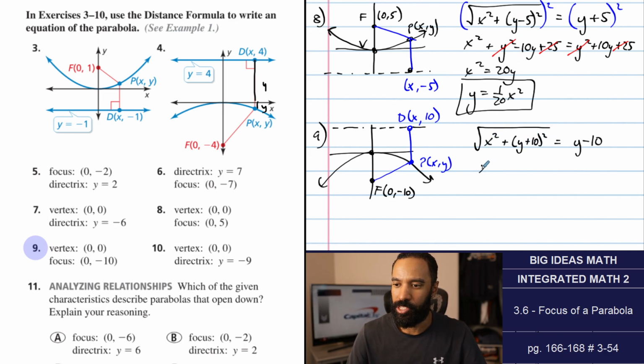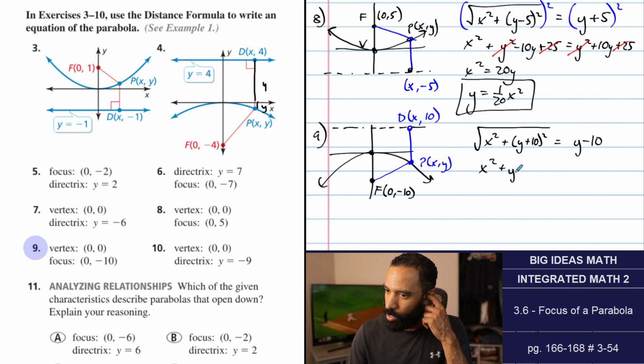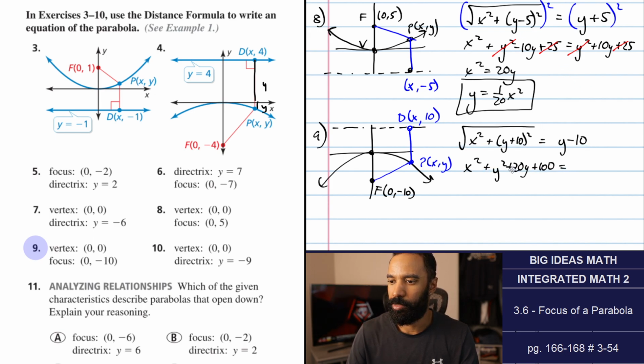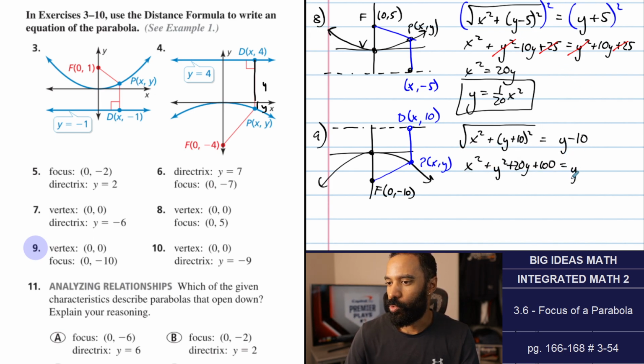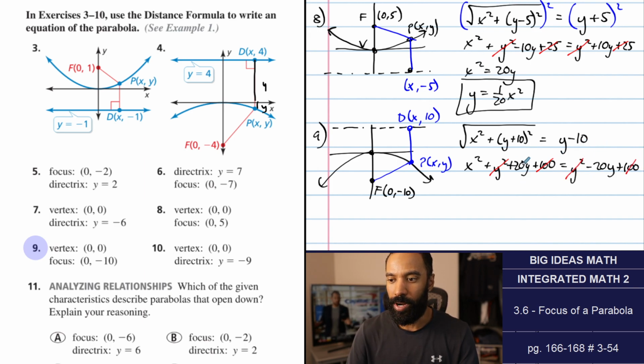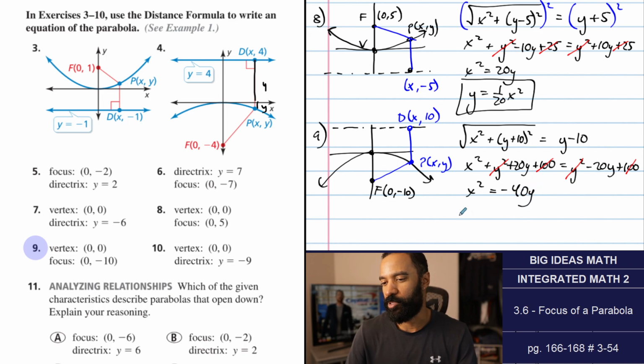Let's square both sides here, and we're going to get x squared plus y squared plus 20y plus 100 equals, and we square this side, we get y squared minus 20y plus 100. Subtract y squared from both sides, subtract 100 from both sides, and we can subtract 20y from both sides. We get x squared equals -40y. Divide both sides by -40, you get y equals -1/40th x squared.